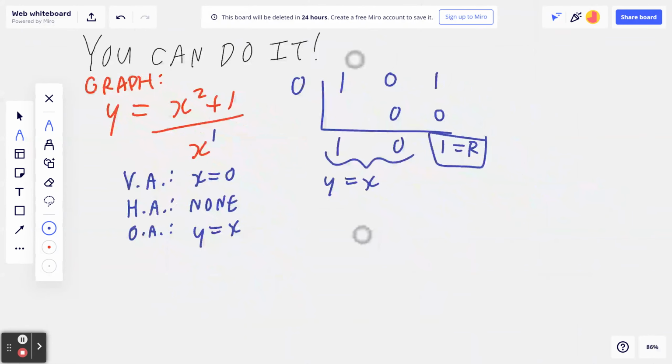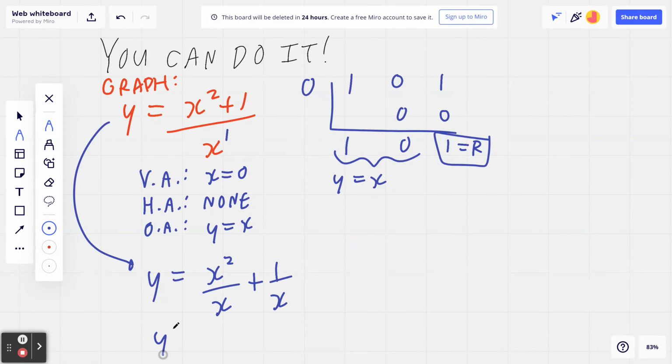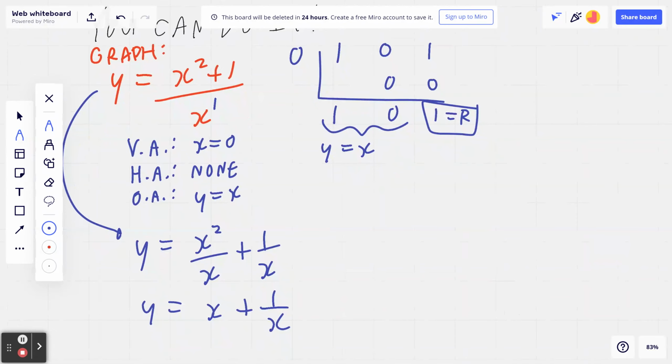Now, just in case you're thinking, is there another approach? I don't want to divide all the time. Can I just simplify this? Of course you can. If you break it apart, this is x squared divided by x plus 1 divided by x, which is the same as saying x plus 1 divided by x. That's a nice framework to immediately identify the oblique asymptotes. Again, that's the second approach to doing this.